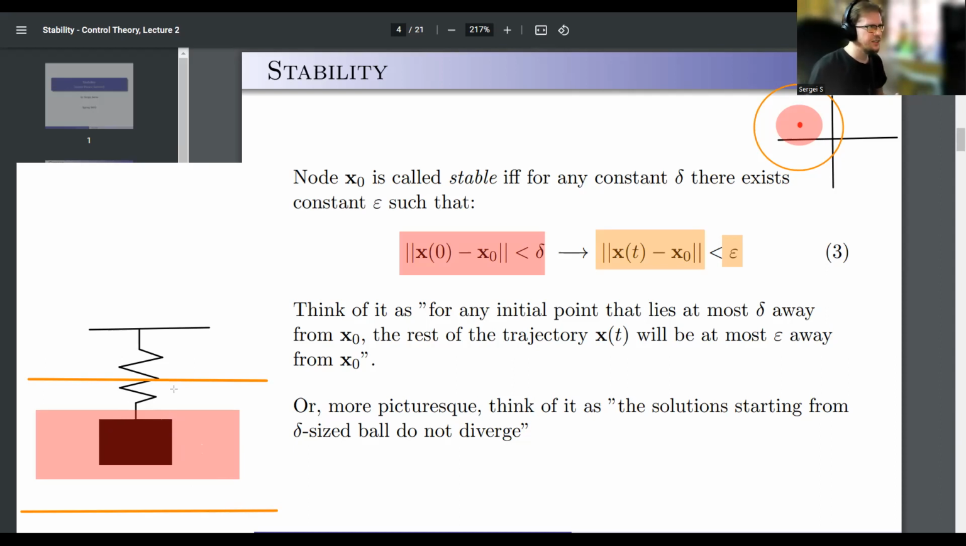The reason this picture is oversimplified is because I didn't say anything about velocity. But let's assume the initial velocity is also bounded, let's say between 0.01 and minus 0.01, something like this. So in this case, we can say the mass will not exceed those boundaries. So it is stable. So this system would be stable.